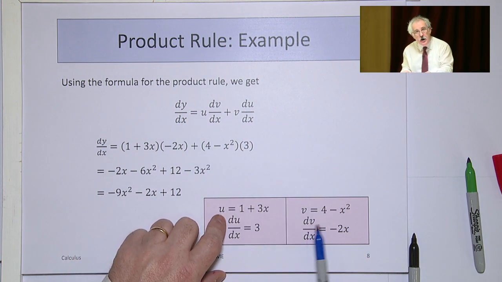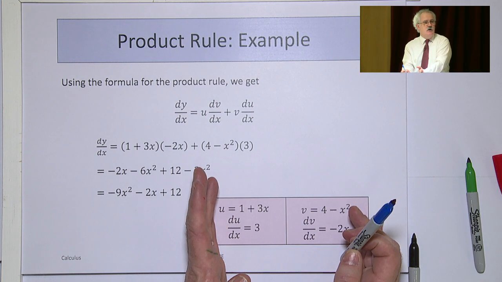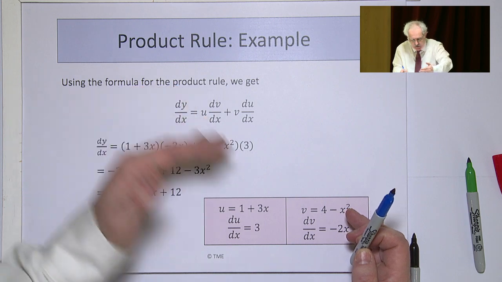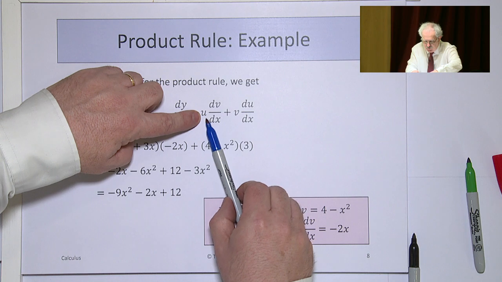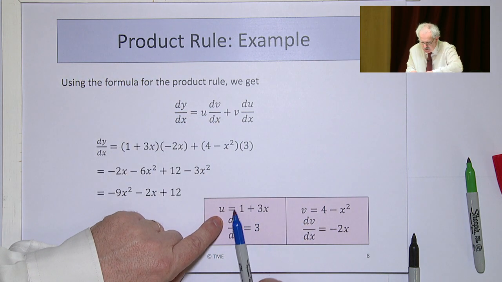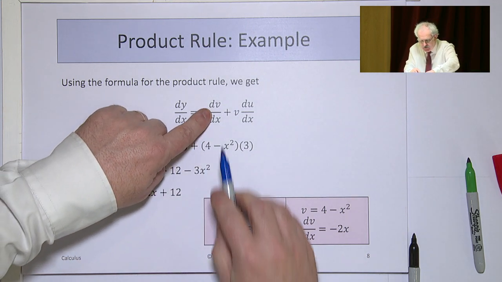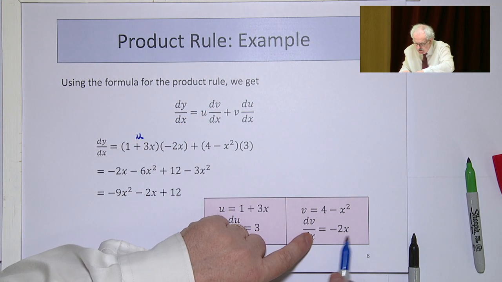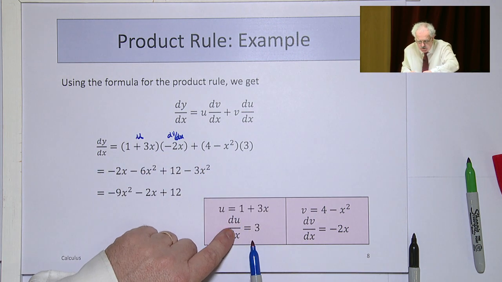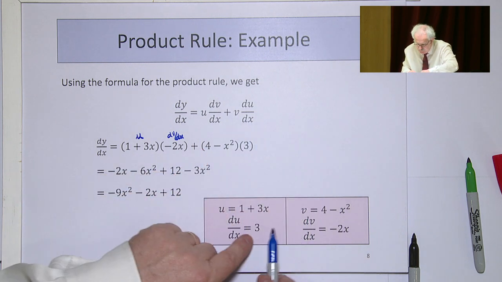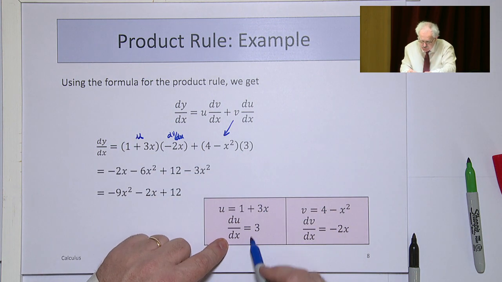But I have down in my box here the u and the du, the v and the dv. I've everything ready to work. Is that okay? And I just then very simply, step by step, I say dy dx is u dv dx. U, what's u? 1 plus 3x. That's 1 plus 3x, that's the u part there. dv dx, what's dv dx? Oh, that's over here, that's the minus 2x. Then I've got, what about the next bit? Plus v, the v is 4 minus x squared, that gives me the v. And then du dx, look, that's a 3.